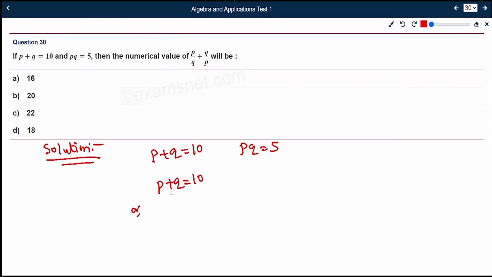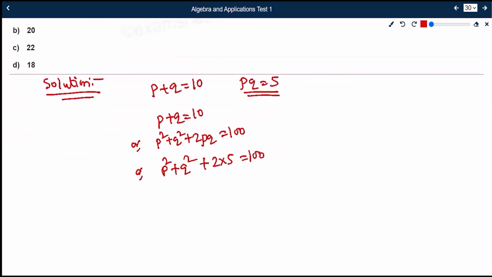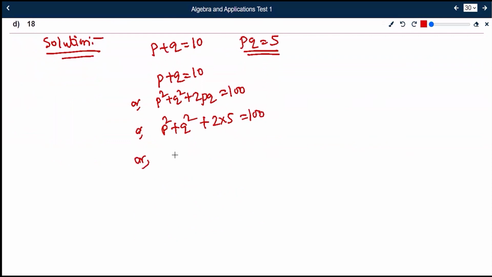What can I do? I can square both sides. Squaring both sides, I will get p square plus q square plus 2pq equals 100, correct? Now for p square plus q square, I already know the value of pq. Let's put it here: p square plus q square equals 100 minus 10. That will give us the value 90.